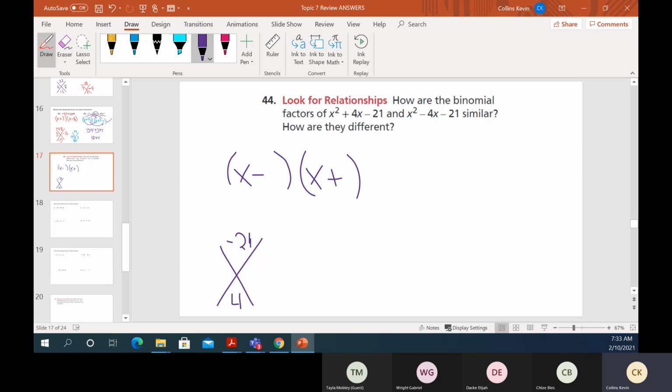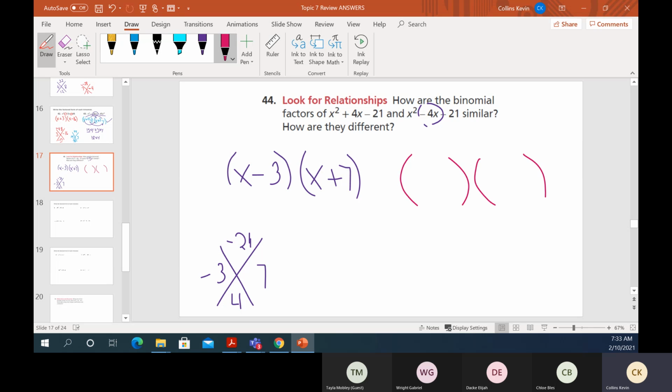All right. So 7 times 3 is 21. And since it's a positive, and we know one of these guys has to be negative, we're going to make the bigger number the positive and the smaller number the negative. Okay. Cool. So the only difference between these two guys is this one happens to be a negative 4x. How can we get that to happen? What do we need to do here?